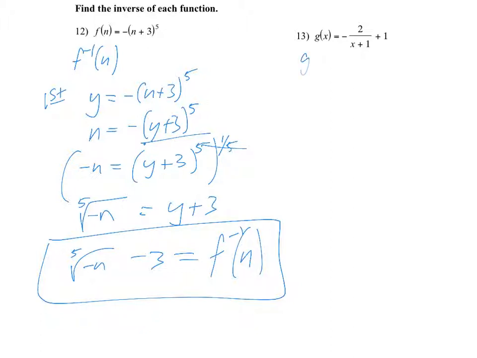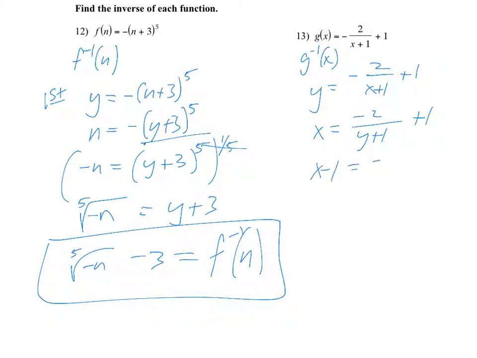Same type thing here. We want to find g inverse of x. So first thing, change g of x to y. This is equal to negative 2 over x plus 1, plus 1. Swap the x's and y's. X is equal to negative 2 over y plus 1, plus 1. I'm going to subtract 1 from both sides. X minus 1 equals negative 2 over y plus 1.